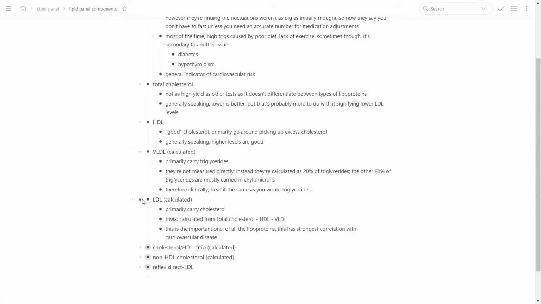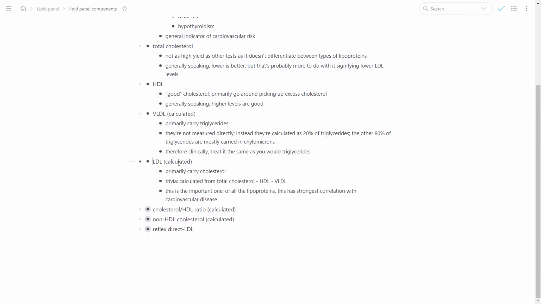So now we go on to LDL calculated, and the LDL primarily carries cholesterol, as we talked about, and it's calculated by taking the total cholesterol minus HDL minus the calculated VLDL. And this is the important one because of all the lipoproteins, this has the strongest correlation with cardiovascular disease.